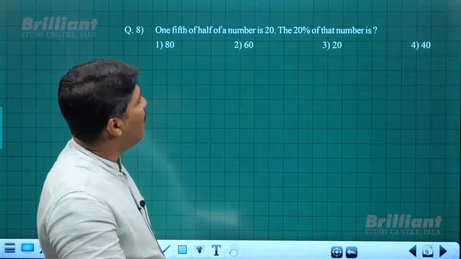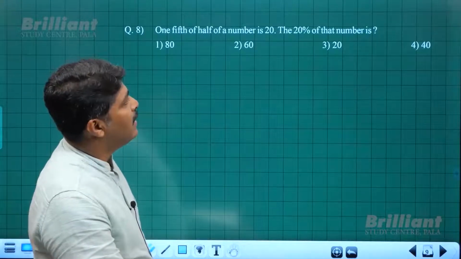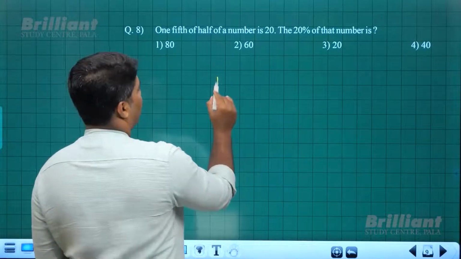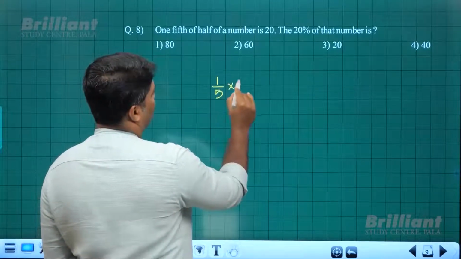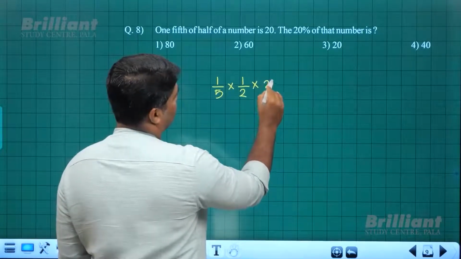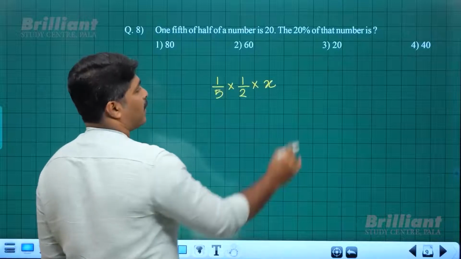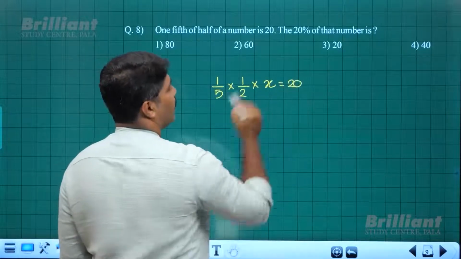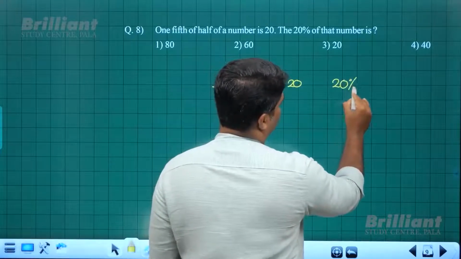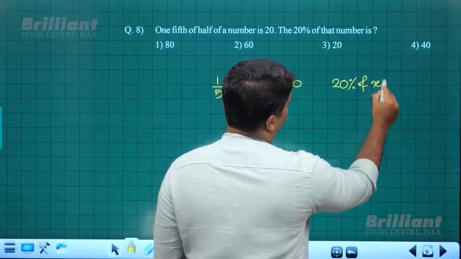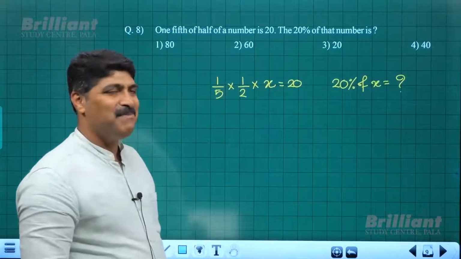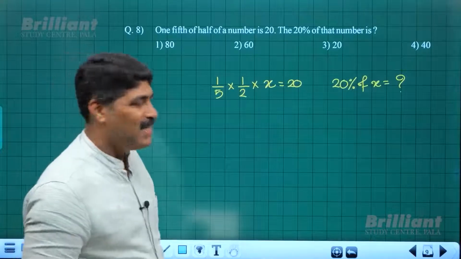1/5 of half of a number is 20. Then 20% of a number. So here 1/5 of half of a number, suppose that number as x, is 20. Then we have to find out what is 20% of that number. 20% of that number is how much? So understand, what is 20%? What is the corresponding fraction of 20%?